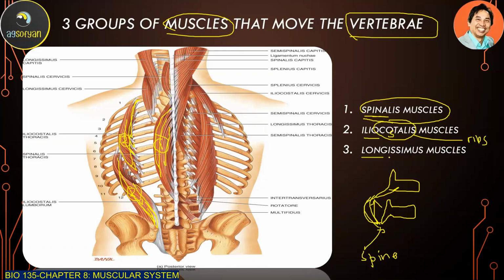And the last one is the longissimus. This is a long muscle from the top to the bottom. So this is the longissimus muscle. These three groups of muscles make us able to move our back, bend our back left and right, back and forth, up and down. So these are the three groups of muscles that perform these types of actions.